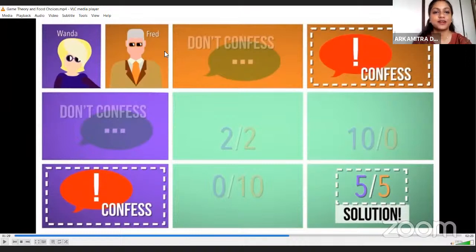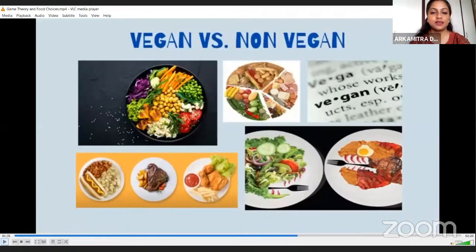Okay. So if I move on, you've understood how game theory works. You've understood how this payoff matrix is designed. So the first argument that we have about the food choices is something that's trending a lot in today's world. It's going vegan versus non-vegan. So there's a big, huge debate about being vegan, not vegan.